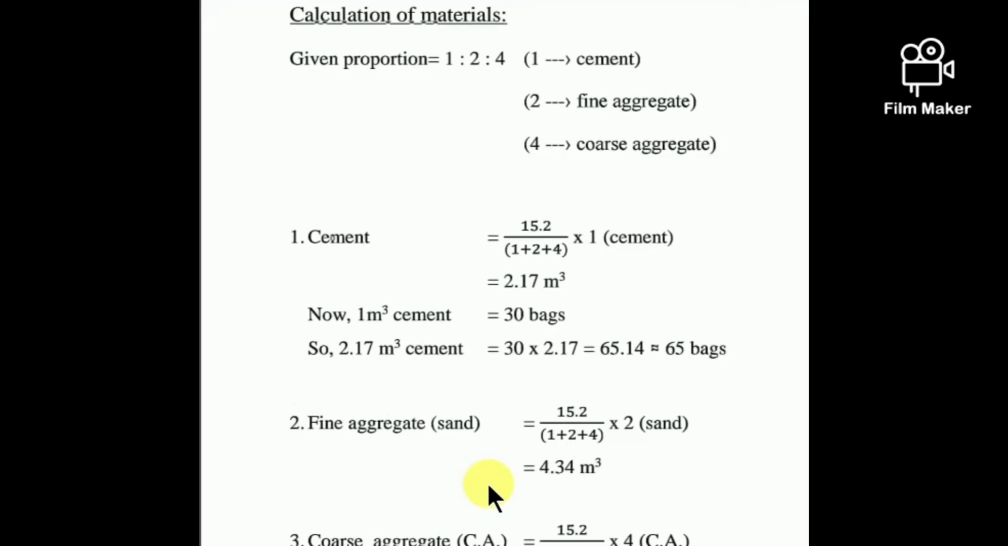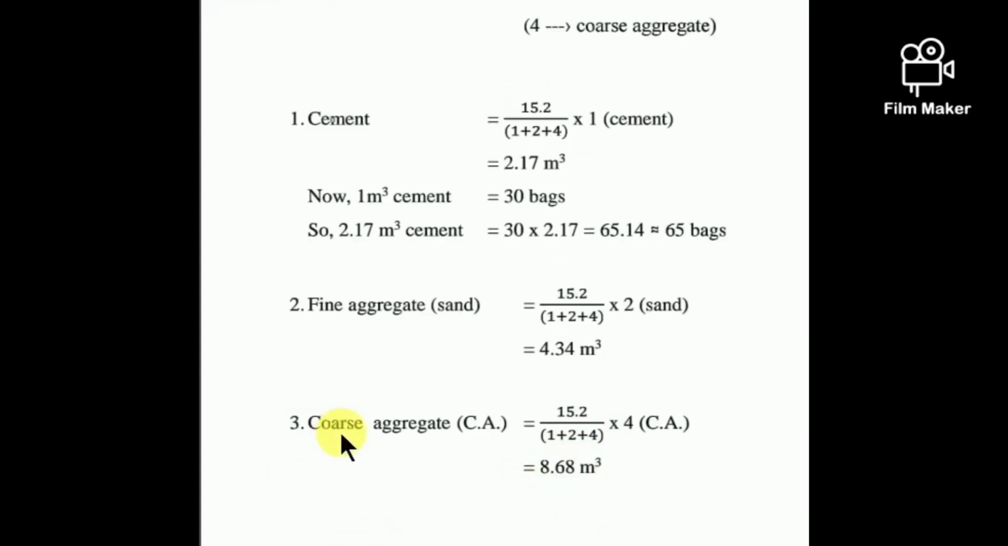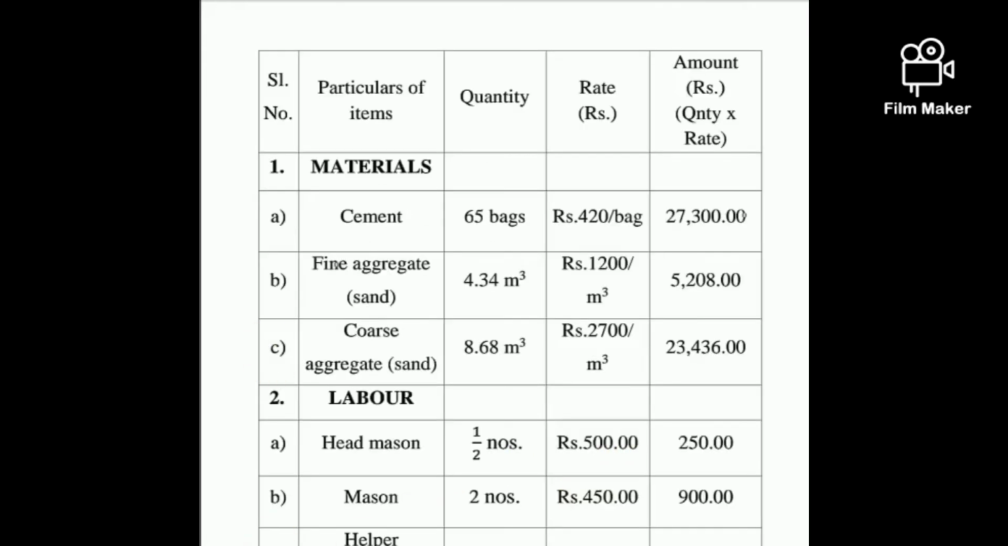To calculate the fine aggregate, our total volume is 15.2 by sum of the ratios into this 2 for fine aggregate. So we'll get the fine aggregate as 4.34 meter cube. Then for coarse aggregate, our total volume is 15.2 by the sum of the ratios into 4, so we'll get the quantity of coarse aggregate as 8.68 meter cube. Then next we'll calculate the amount.